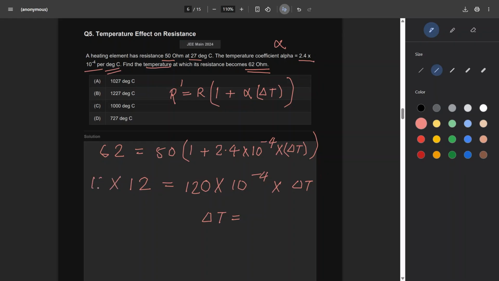This is 10 power 0. And this stuff needs to be... If we take this out, we have it minus 3. So we need to have 10 power 3, right? So it is just 1000. We just need to add it, so it becomes 1027. Option number A.